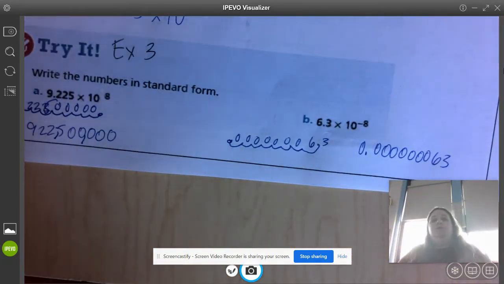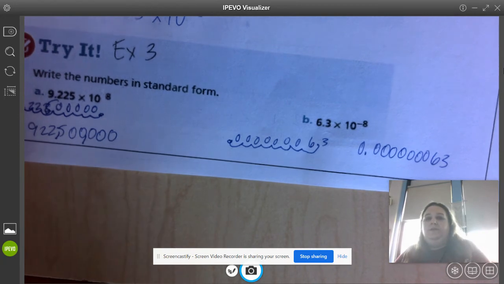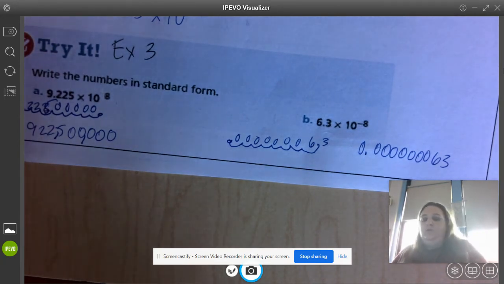Once again, today we learned what scientific notation is, why we use it, and how to convert between scientific notation and what we call standard form, our numbers we're traditionally used to working with.